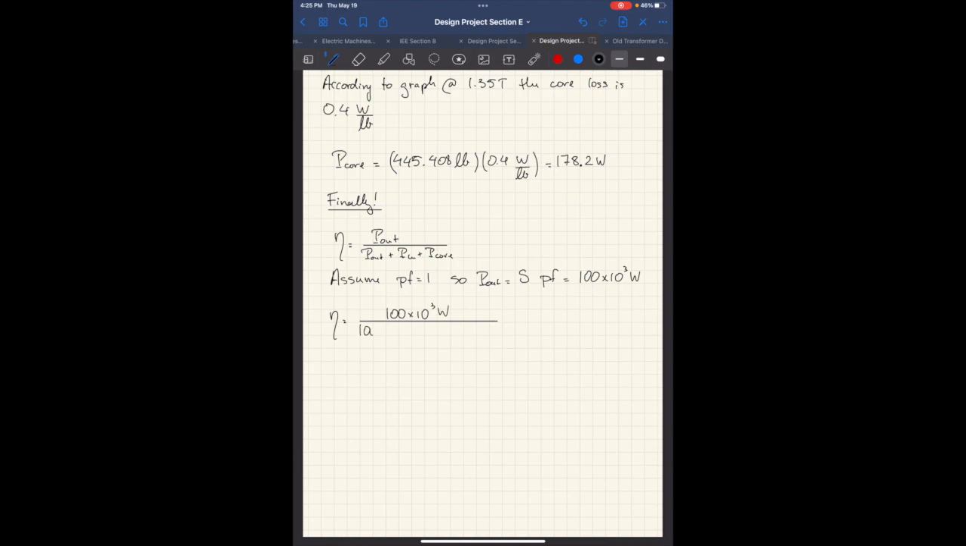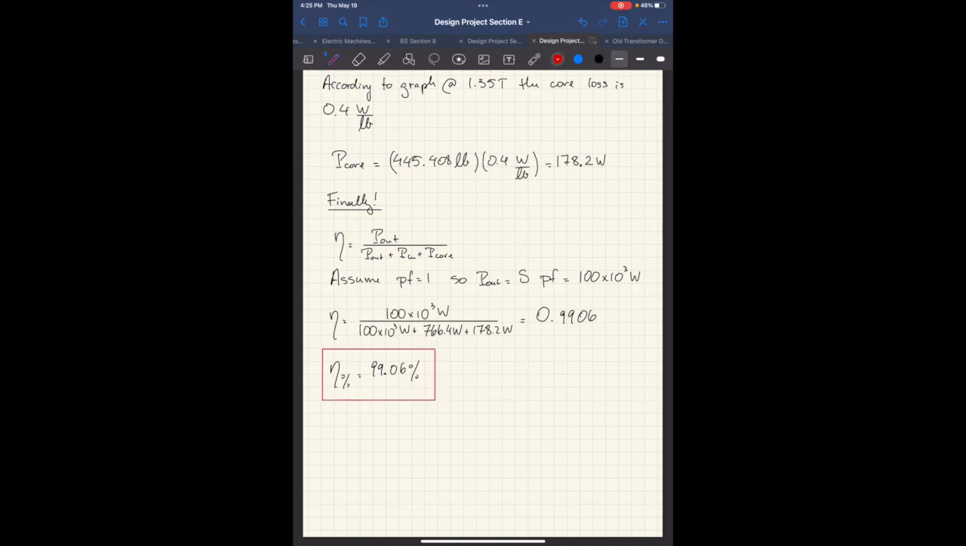And now we just plug in our numbers that we calculated very carefully. The copper losses were 766.4 watts. And the core loss was 178.2 watts. And you should get 0.9906. Just made it. But it still counts. It's good.